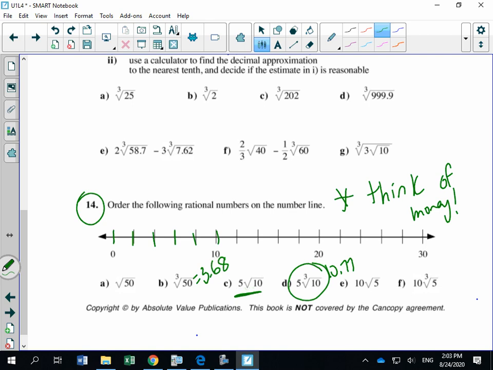Okay, so each hatch mark is going up by 2. So $10.77, let's say, is approximately right there. That would be 5 and the third root of 10. And then this guy, the third root of 50, $3.68 would be about here. Because if that's $2, that's $4. This would be the third root of 50. Okay, and that's your lesson.